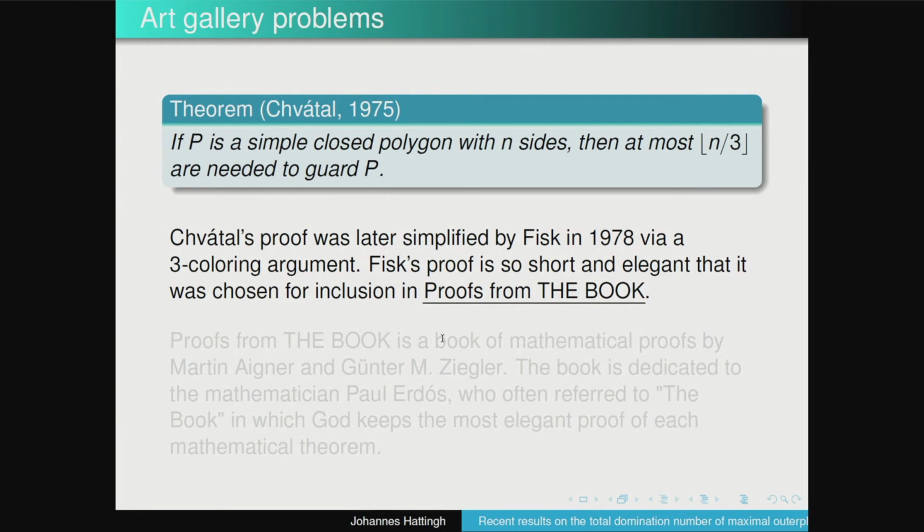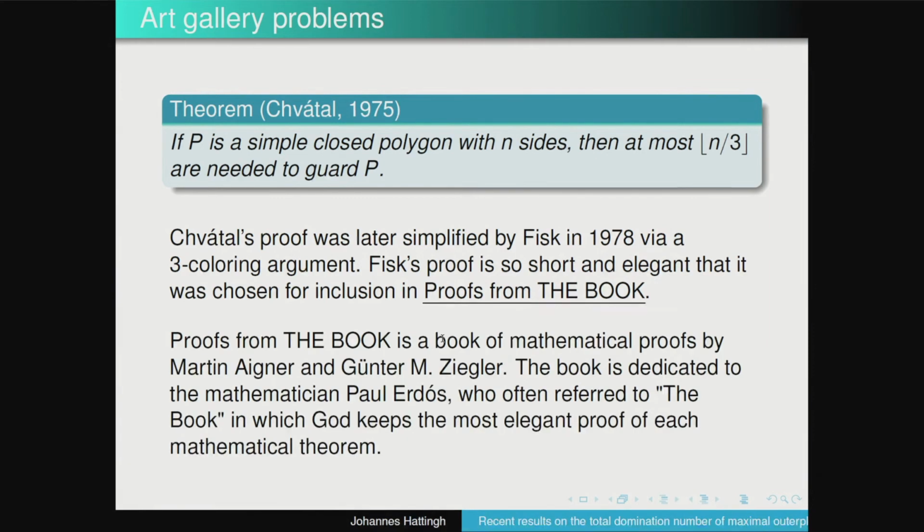So Paul Erdős said that God is a sadist, and I'm not being blasphemous here. He had this wonderful book, and sometimes he opens the book, and then you have this theorem's proof, and you're all happy, right? So this is a proof from the book, and Proofs from THE BOOK is a book of mathematical proofs by those authors, and it's dedicated to Paul Erdős, who often referred to the book, as I said, where God keeps the most elegant proof of each mathematical theorem.